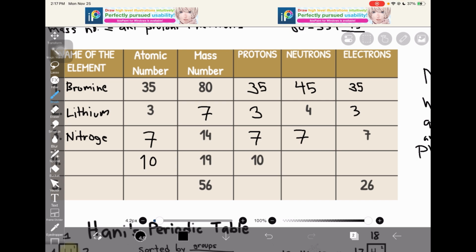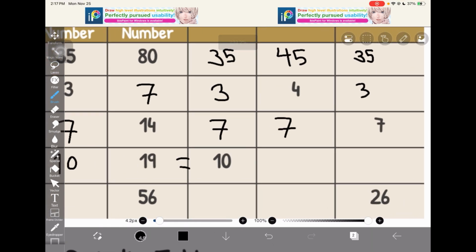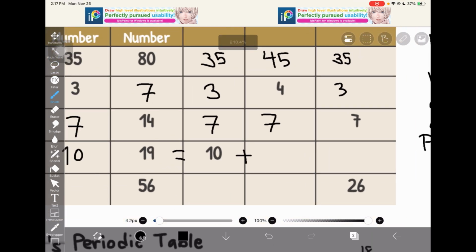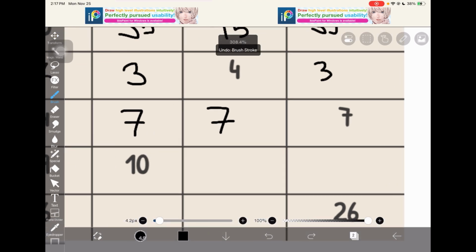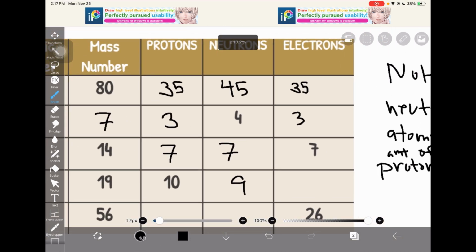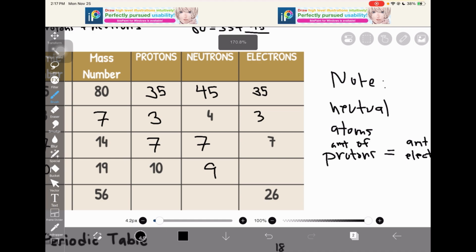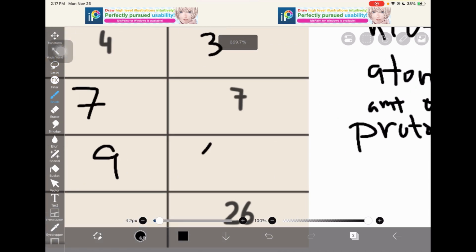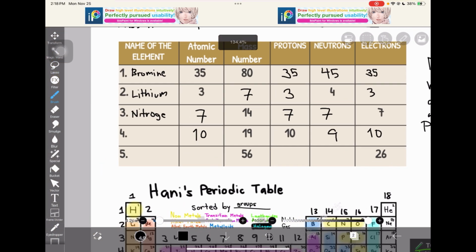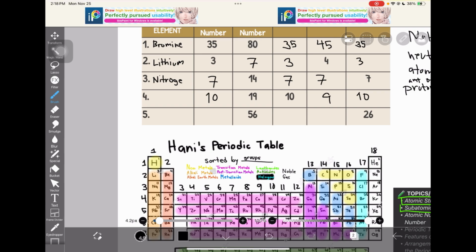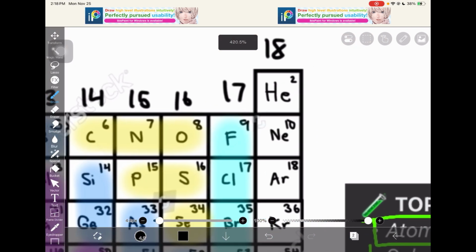Then, to find out the mass number, remember that 19 equals 10 plus something, which in this case is 9. And since protons equals electrons, once again, in a neutral atom, we put it as 10 as well here. Finally, let's name our element, which is 10 for neon over here.